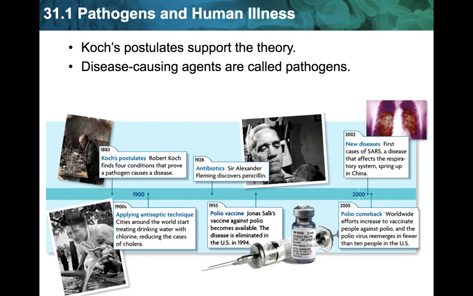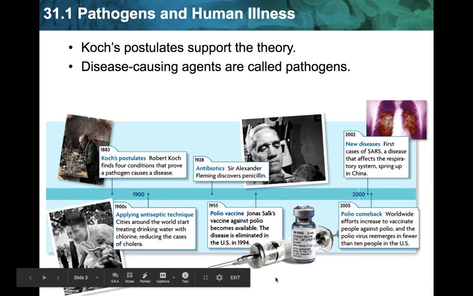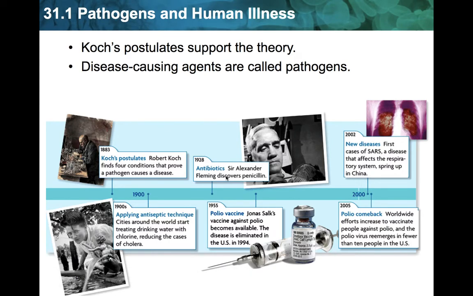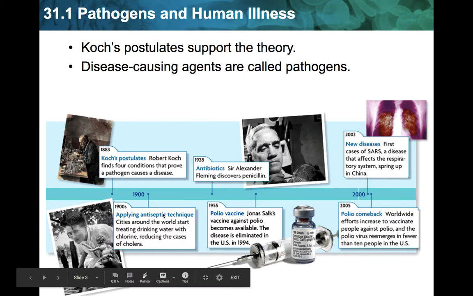Koch's postulates support the theory. He called disease-causing agents pathogens. So if you look here real quick, where is it? Antibiotics were found in 1928. The first antibiotic was discovered by Sir Alexander Fleming, another great scientist. He discovered penicillin. And you can read through the rest of these here.